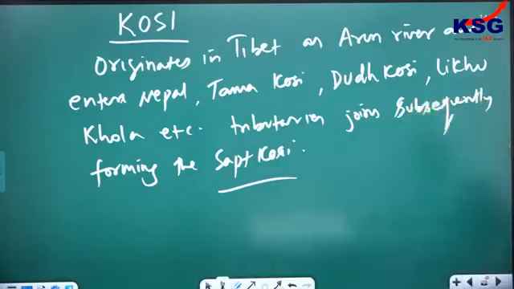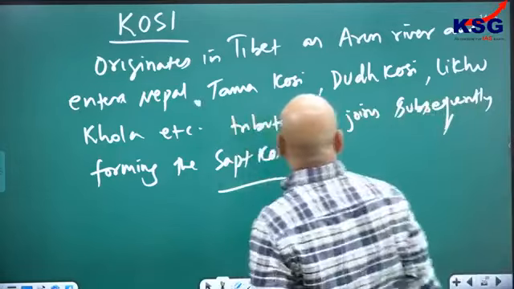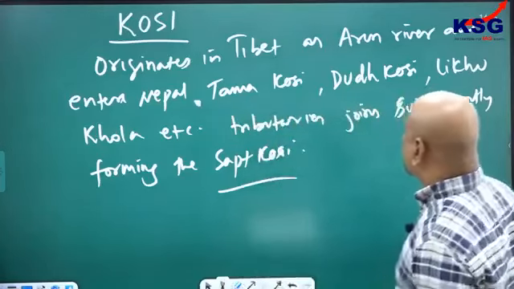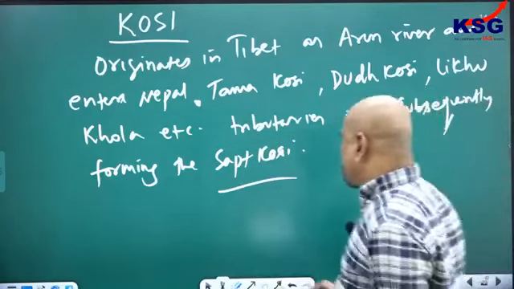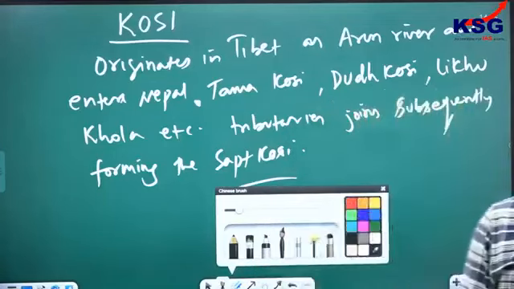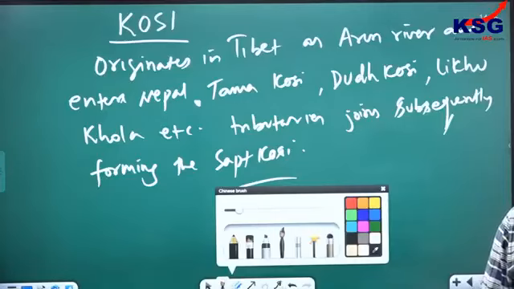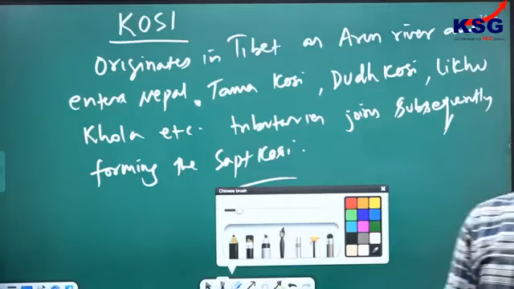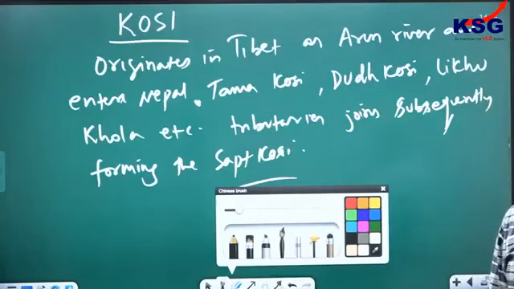It originates in Tibet as Arun river. Arun is the mainstream, enters Nepal, then Tamakoshi, Dudh Koshi, Likhu Khola, etc. tributaries join subsequently, forming the Saptakoshi or Saptakoshiki. Seven rivers join together. Okay, so this is very interesting. Koshi river drains eastern Nepal, and in Bihar, Saharsa district regions, it is finally joining.